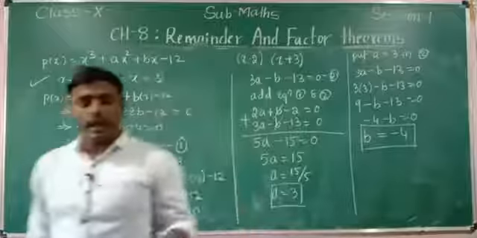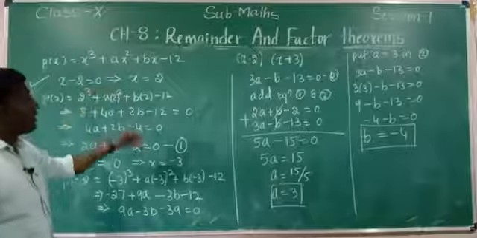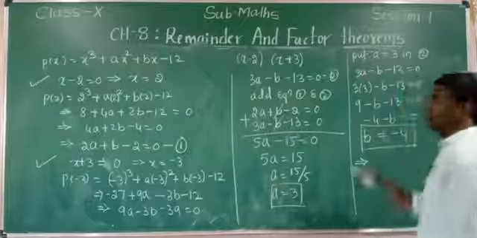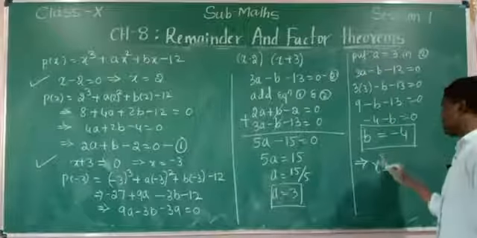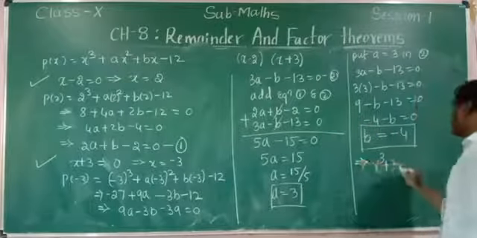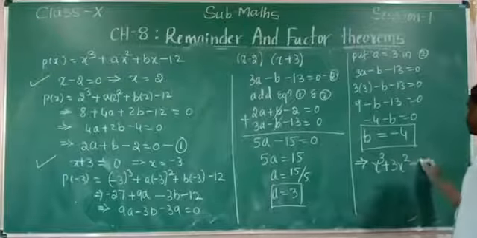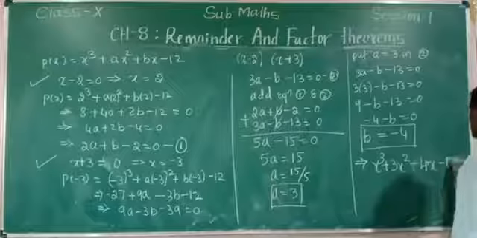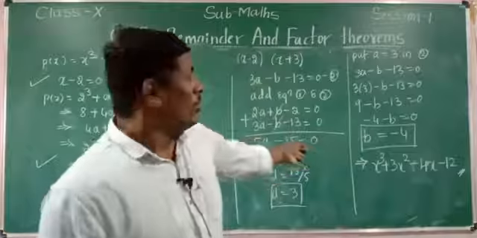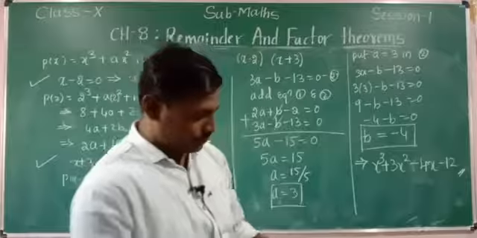Here we are getting the a and b values. With the help of a and b, we can form the given expression as x cube plus ax square. What is the value of a? 3. So 3x square plus, the b value is minus 4, so minus 4x minus 12. This is the required expression of the given expression. Okay, now see the next question.